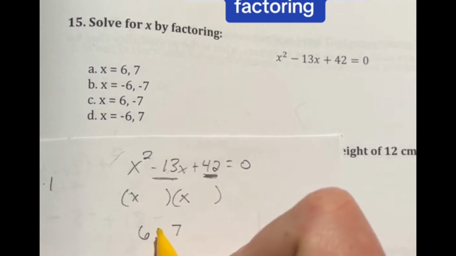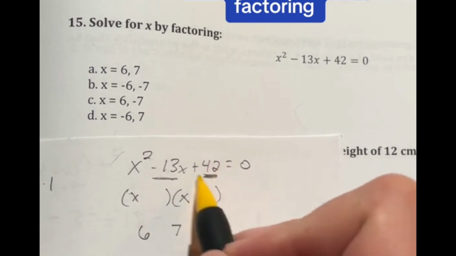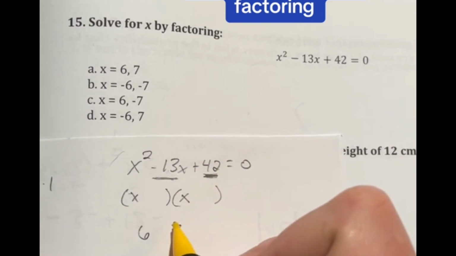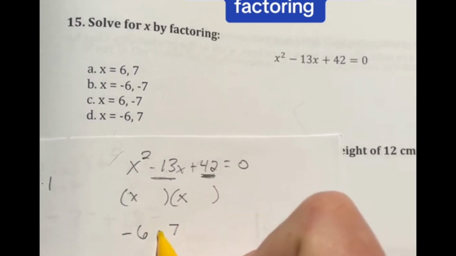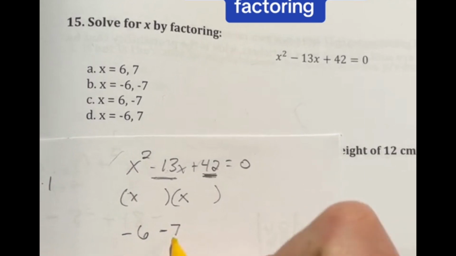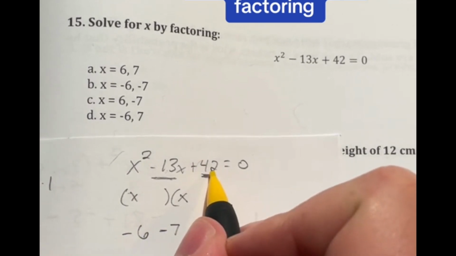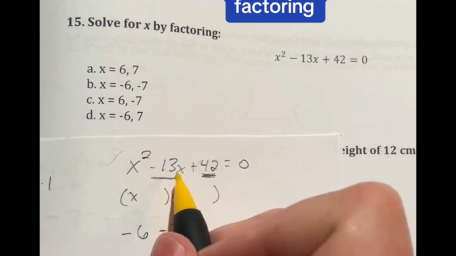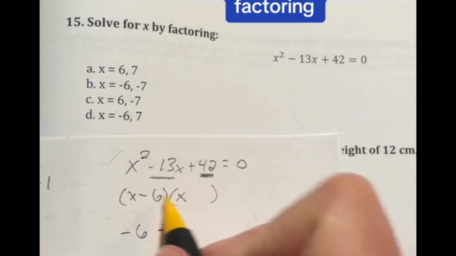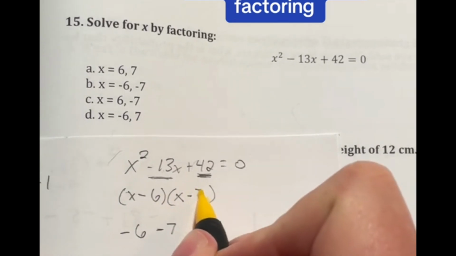Well, I know that a positive times a positive will give me a positive, and a negative times a negative will give me a positive. So if I make both of these negative, then they would multiply to give me positive 42, but when I add them, negative 6 plus negative 7, it would give me negative 13. So that's actually going to be our two factors here.